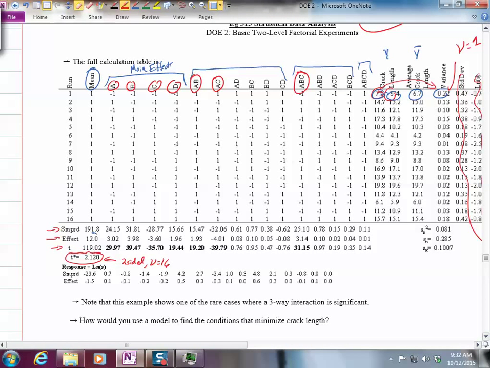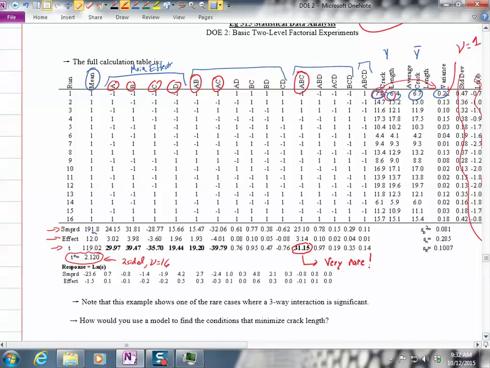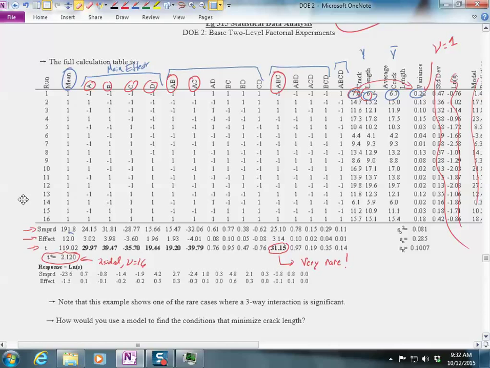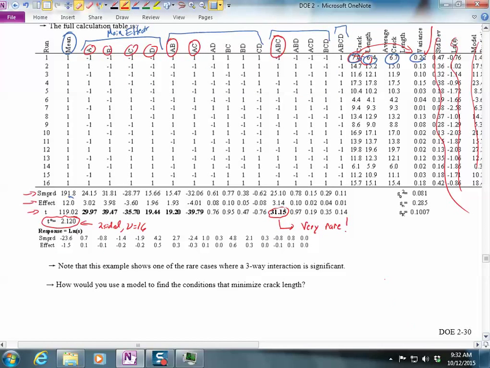I say sadly because this is quite rare. So please make a note of that. I hesitate to even put this example in your notes because I don't want it to mislead you into thinking that three-way interactions aren't rare. They are rare. And when you get one, you are a bit suspect of your data. So keep that in mind. Three-way interaction is really rare.